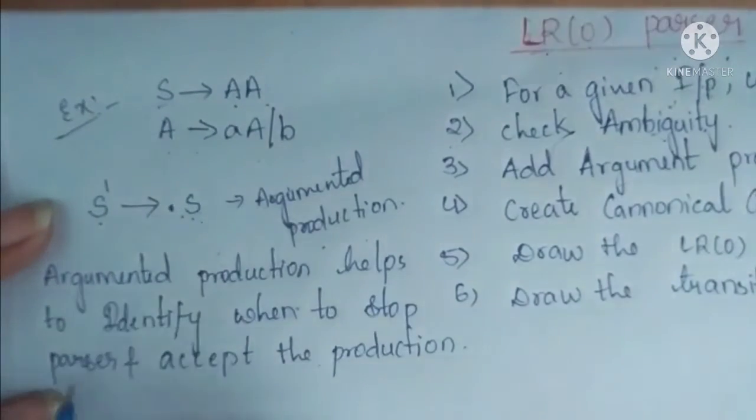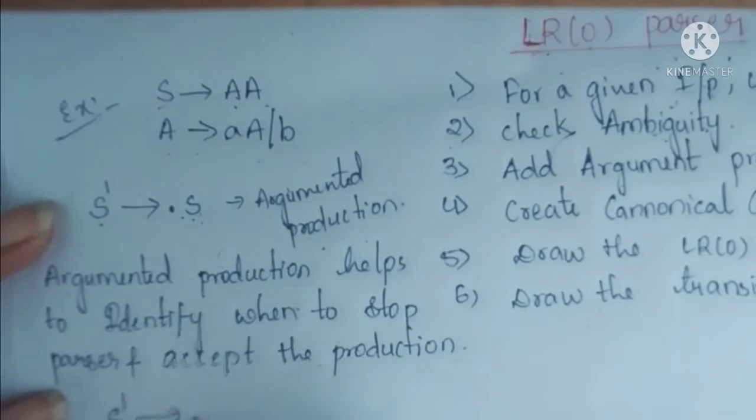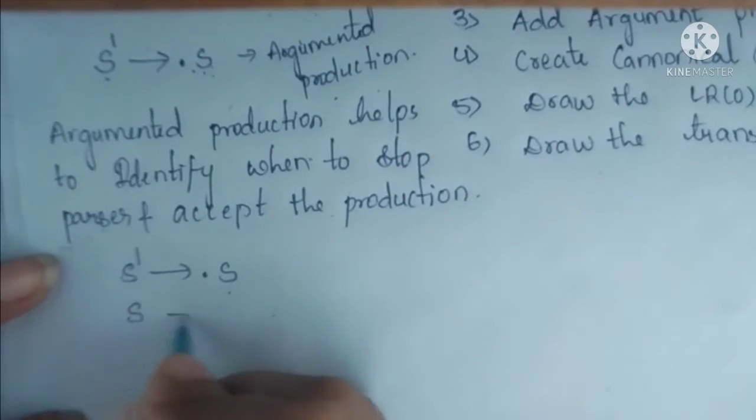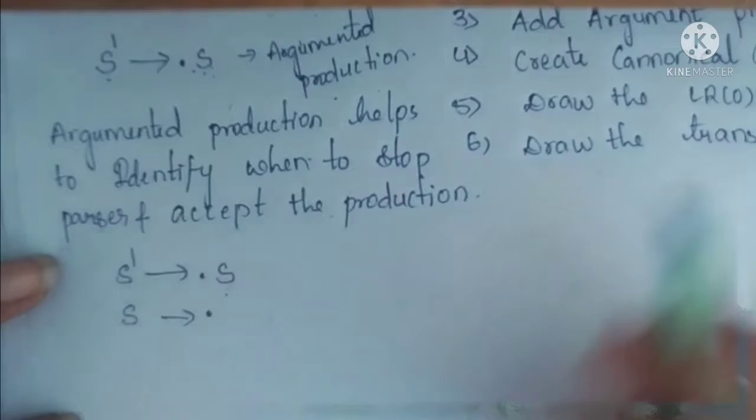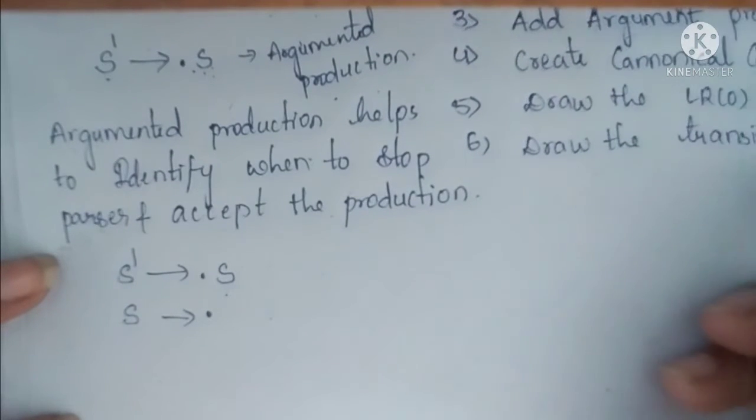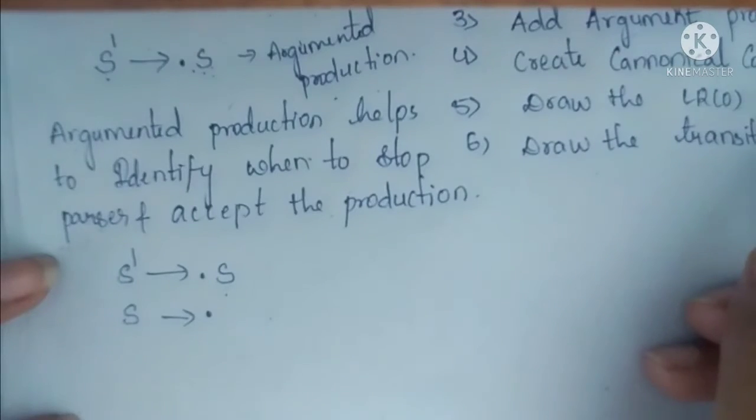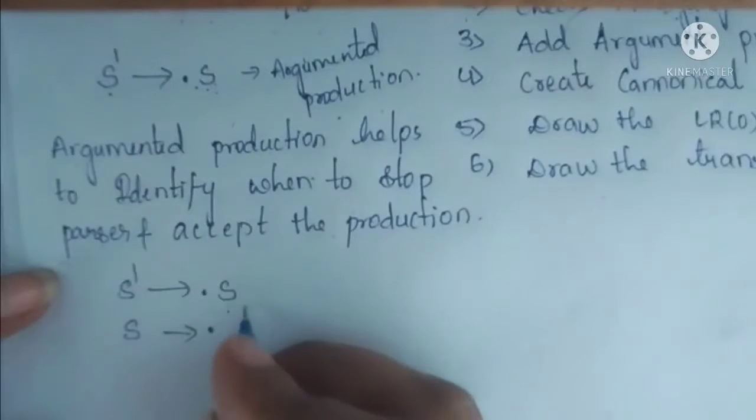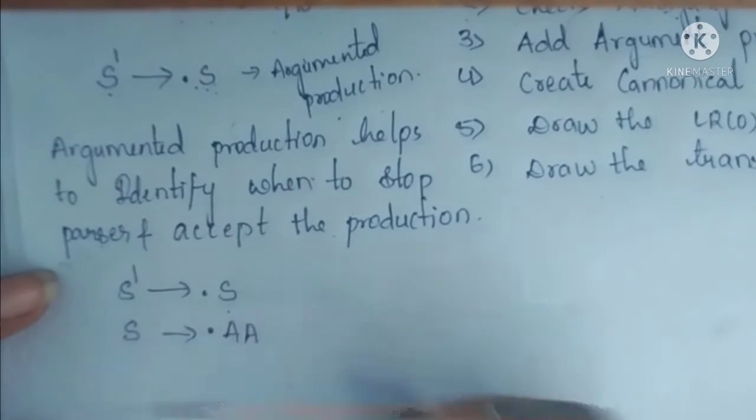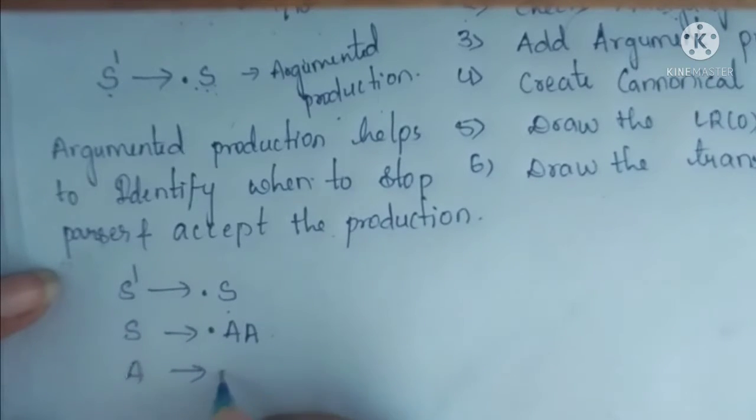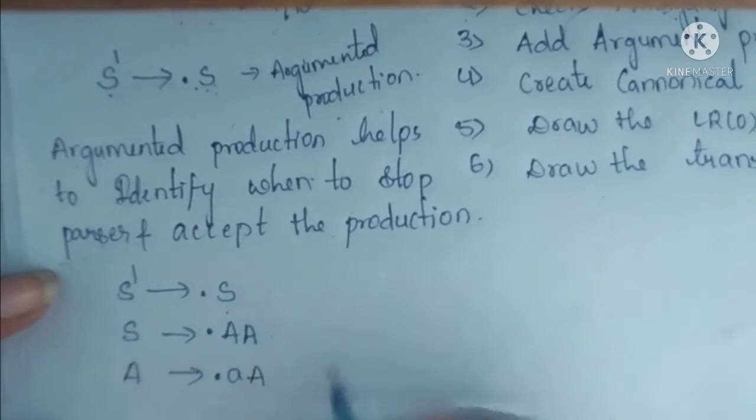So first S dash tends to dot S, the first augmented production. Next, take the next production, that is S tends to dot AA. Here we are doing the canonical collection of LR0 items. What is the canonical collection of LR0 items? You have to include the dot symbol at the right hand side. Okay, so S tends to dot AA. Next, take the next production for A, that is A tends to dot small a capital A, dot B.